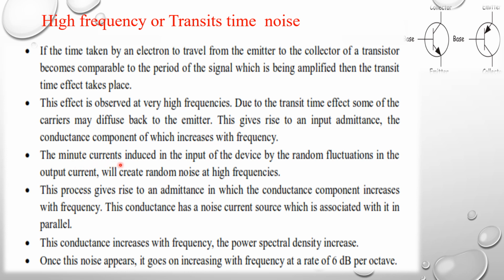The minute current induced in the input of the device by random fluctuations in the output current will create random noise at high frequencies. This process gives rise to an admittance in which the conductance component increases with frequency. This conductance has a noise current source associated with it in parallel. As this conductance increases with frequency, the power spectral density increases. Once this noise appears, it keeps increasing with frequency at the rate of 6 dB per octave.